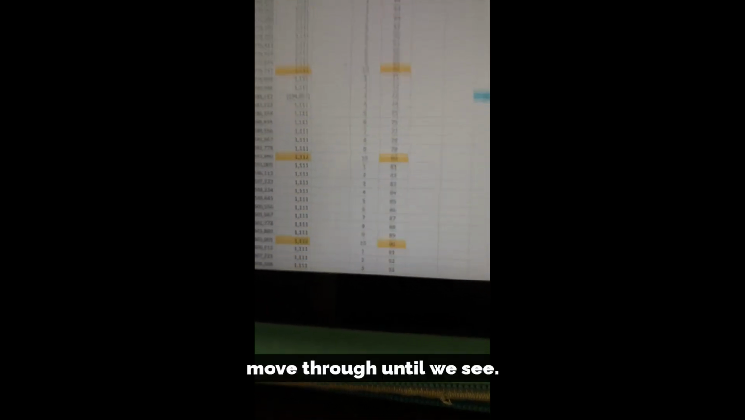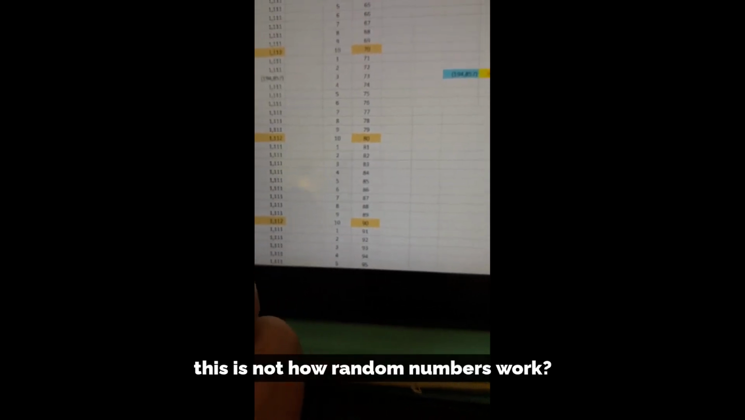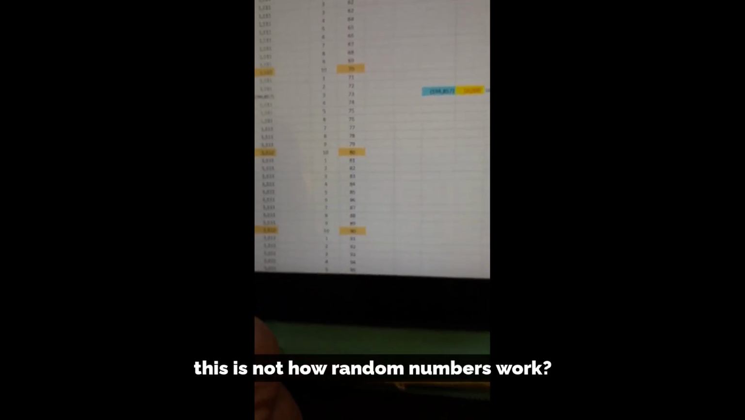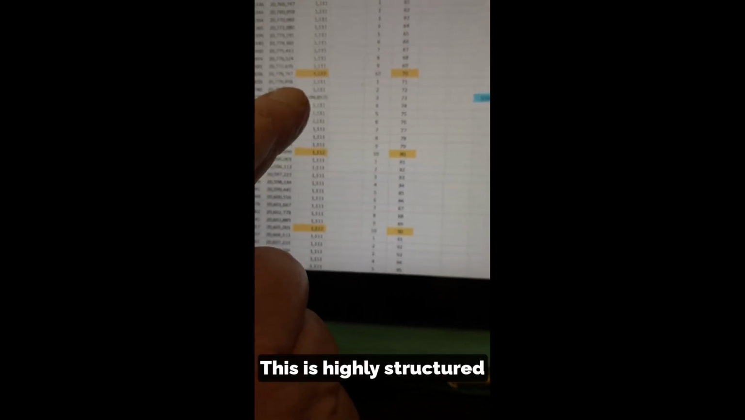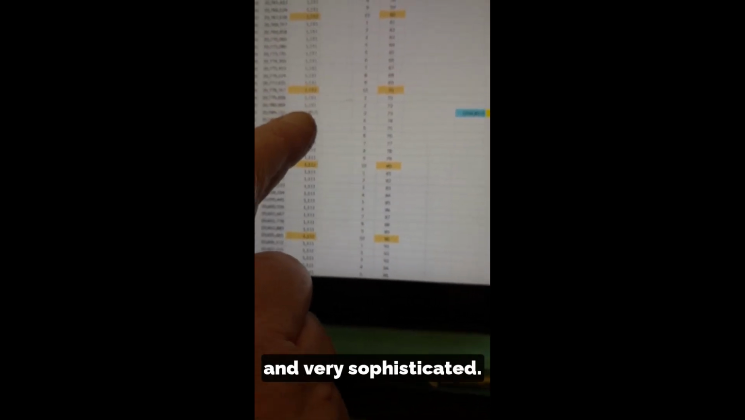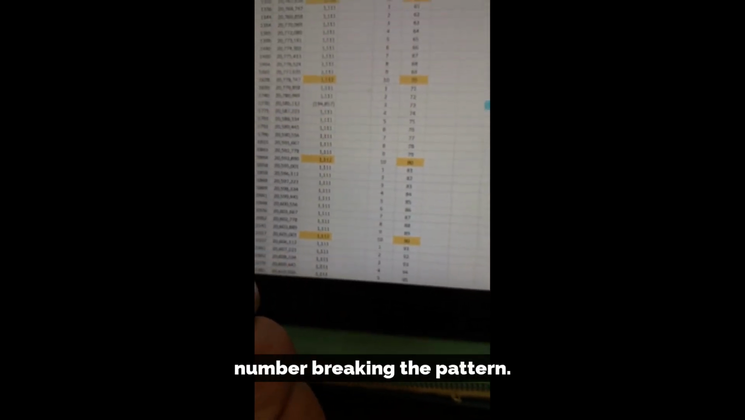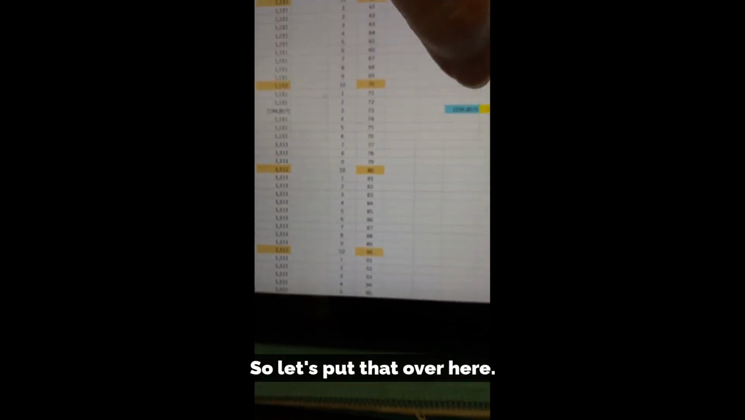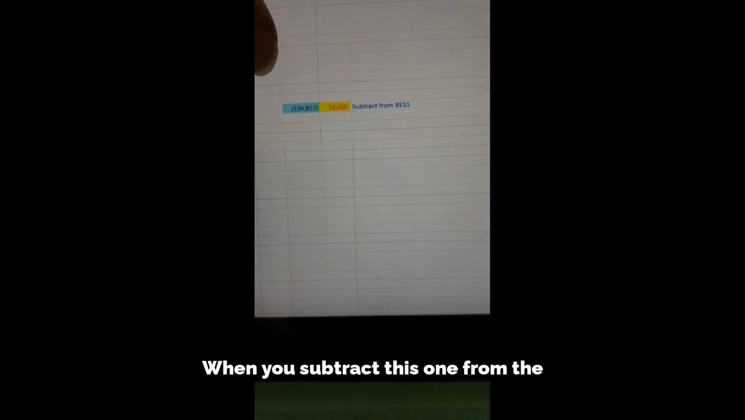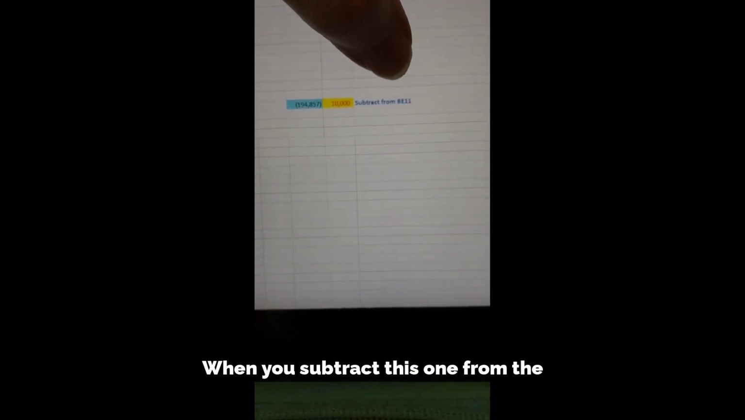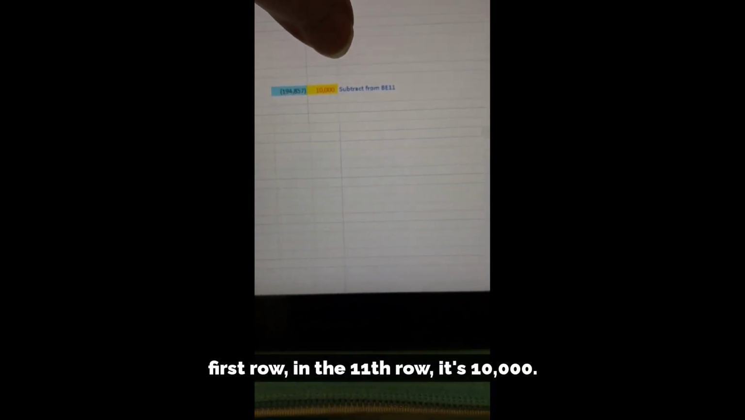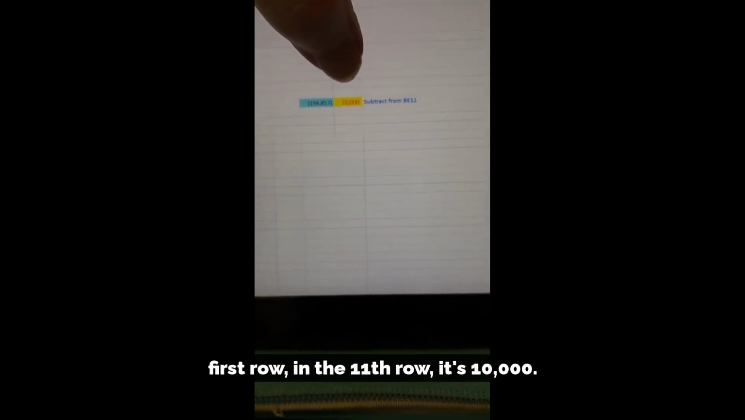Can I just say this is not how random numbers work? That's correct. This is highly structured, very structured, sophisticated. And then you see another odd negative number breaking the pattern. So let's put that over here. When you subtract this one from the first one in the 11th row, it's 10,000.